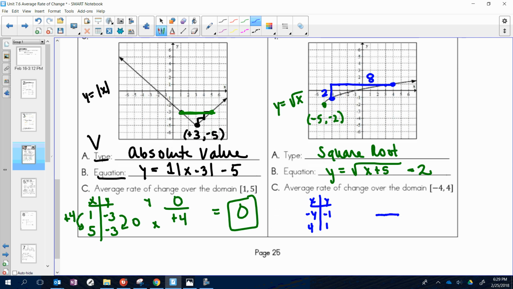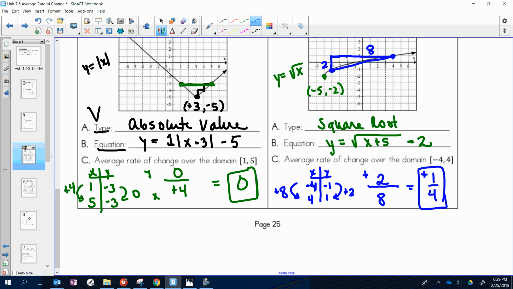Which means, here's my ratio, change in y, that's increasing 2 units. I saw it on the graph, and now I'm seeing it in the table. The x's go from negative 4 to 4, an increase of 8 units. I saw that also on my graph. So we have 2 over 8, which is 1/4 if you reduce it. And it's positive. If you look, you are definitely increasing, so it makes sense that my rate of change came out positive.